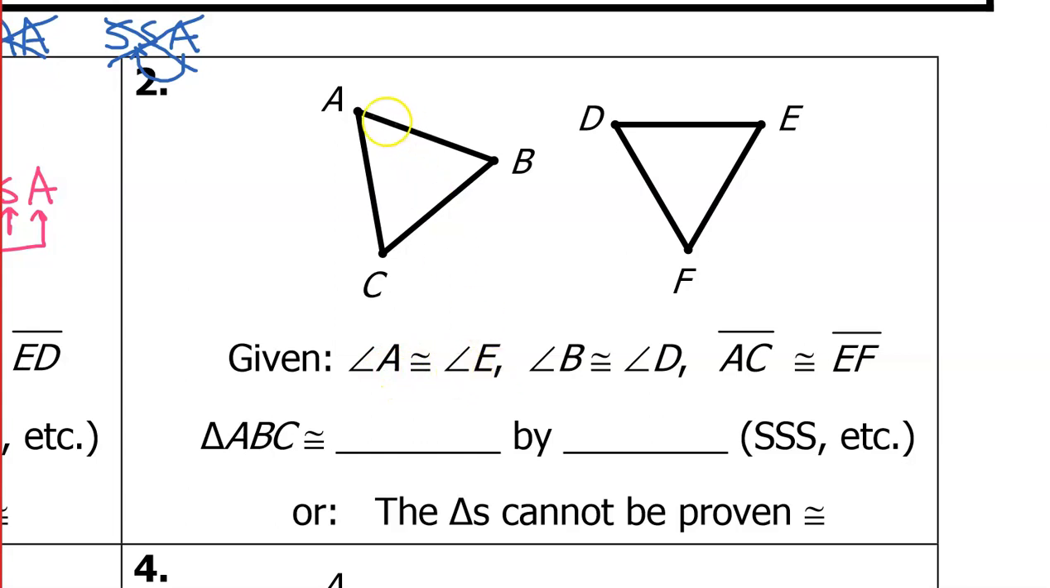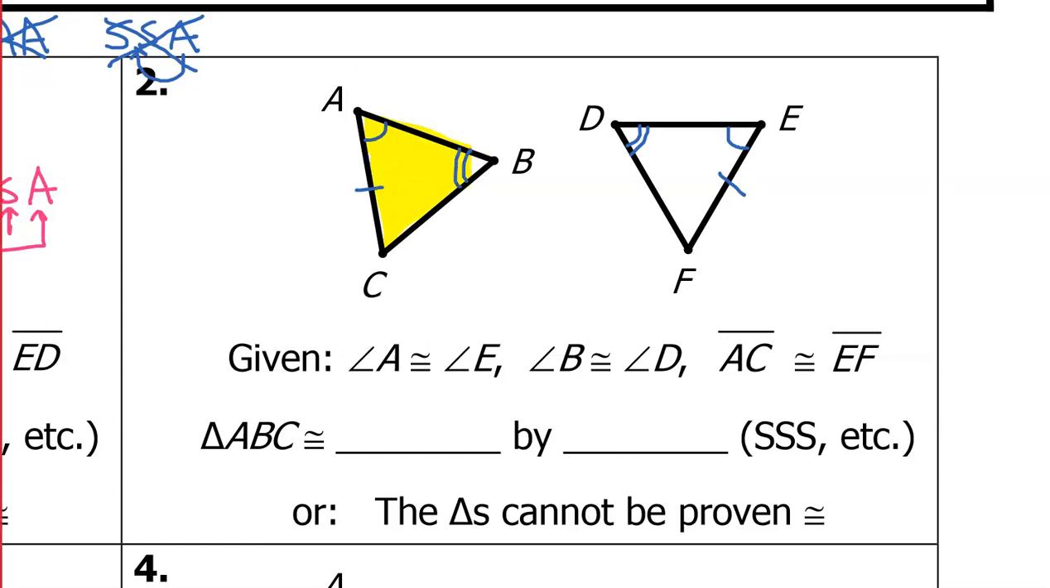Angle A is congruent to angle E. So swoop and swoop. Angle B is congruent to angle D. So here's angle B, and here's angle D, double swoop. Now, side AC is congruent to side EF. So here's AC, and here is EF. So focus on one triangle at a time. So I'm going to look at this triangle for now.